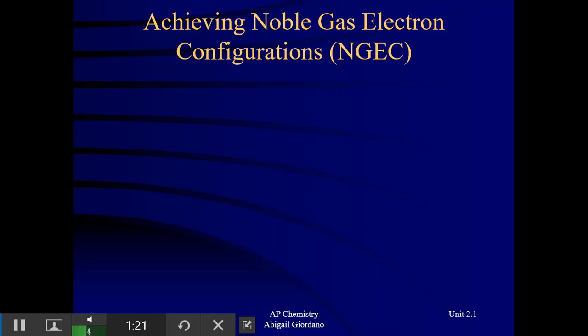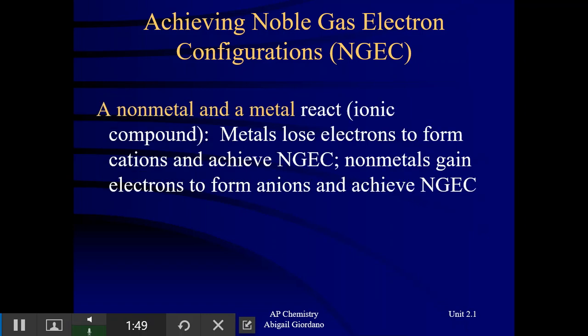And an important question to answer is, why do atoms bond at all in the first place? I mean, what's the point? And the point is that atoms will try to achieve what's called the NGEC, the noble gas electron configuration, where you have that stable outer octet of electrons. And different elements will do different things to achieve that.